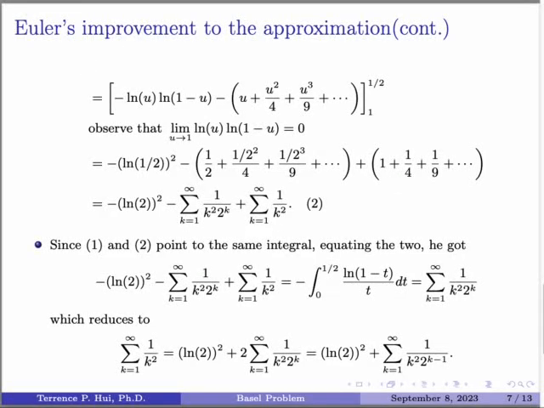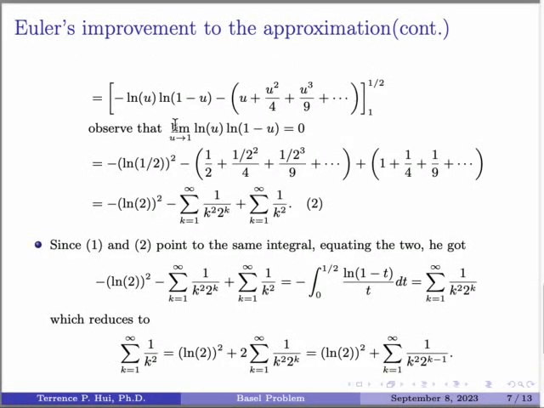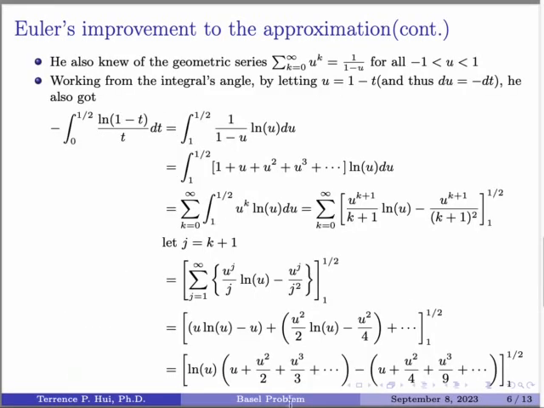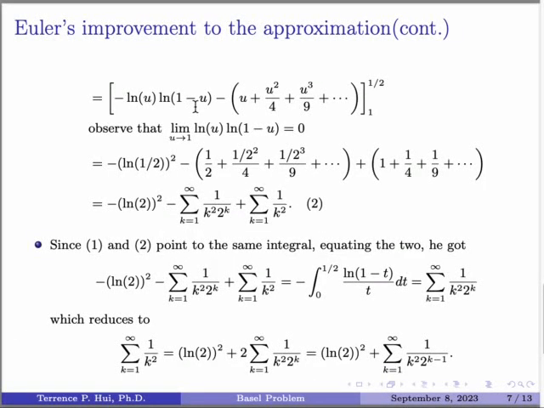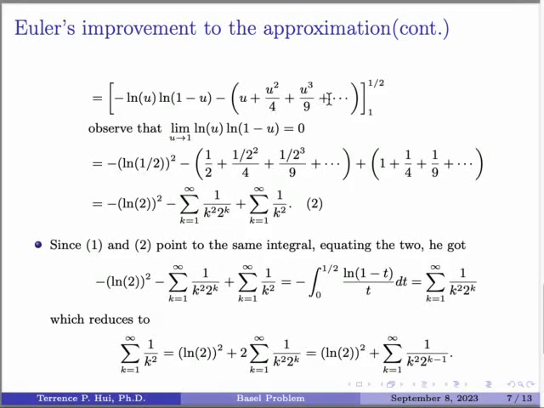Now, looking at this, you notice something about this part right here: u plus u squared over 2 plus u cubed over 3. What is that? That is just the negative of log 1 minus u. Remember, because he knew the series expansion of log of 1 minus u, which is the negative of this series. So he replaced this series by minus log of 1 minus u. And then the rest of these stay exactly the same. So this now becomes minus log u times log of 1 minus u minus this series, all evaluated from 1 to 1/2.